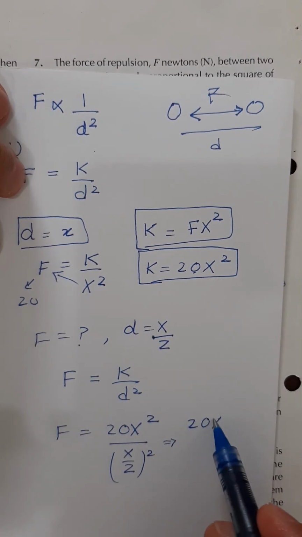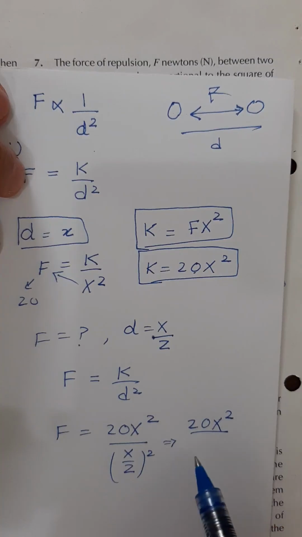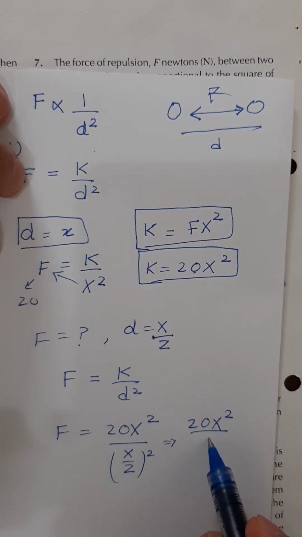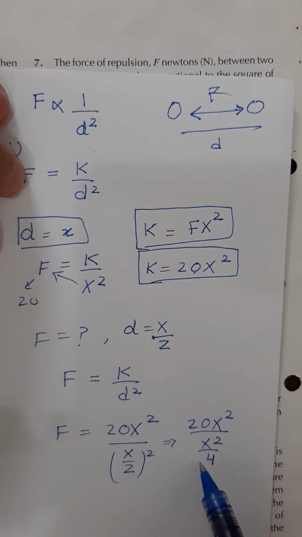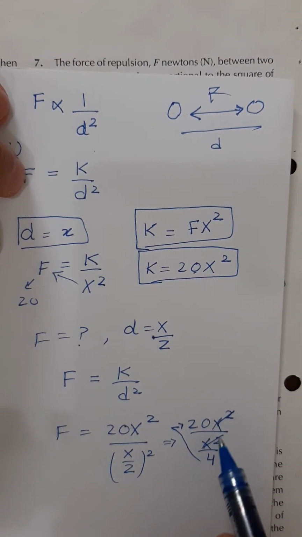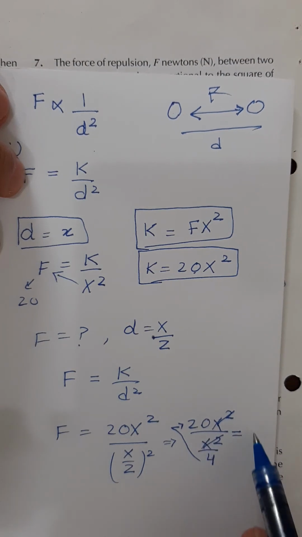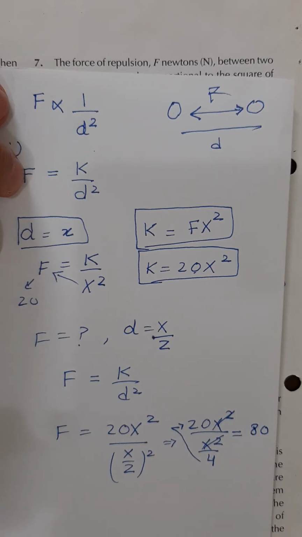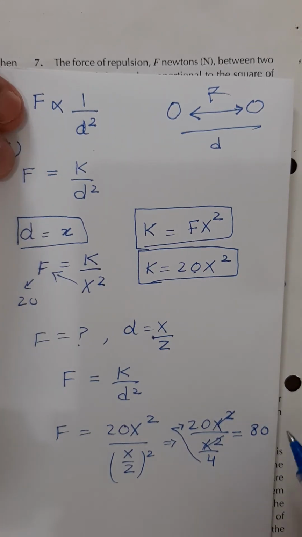Solve this one, simplify this one. It will be x over 2 square, that is x square over 4. You can multiply this 4 over here, whereas x square and x square will be cancelled. So 20 into 4 will give you 80 as the value for F. So 80 Newton is your answer.